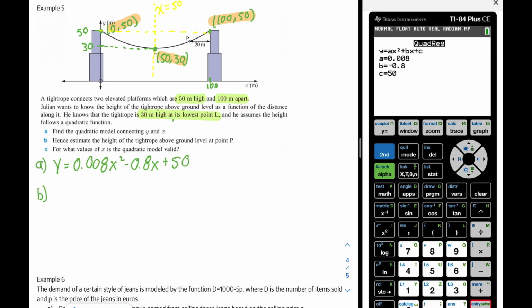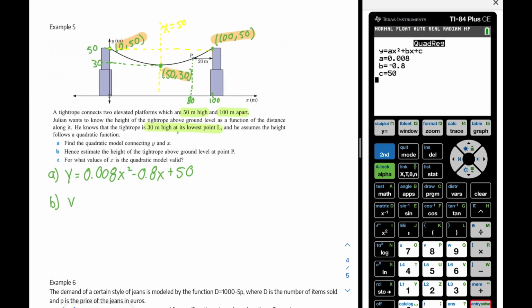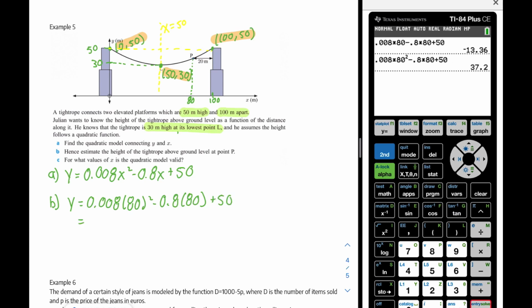Hence, estimate the height of the tightrope above the ground at point P. At point P, we'll notice that it is 20 meters away from the 100-meter point. So this point P is going to happen at 80 meters. If we know what the x value is, we can replace the x value into our equation, right? So we replace the x value into our equation. So we have 0.008 times 80 squared minus 0.8 times 80 plus 50. And we're going to get that y is equal to 37.2. So this is the height at point P.